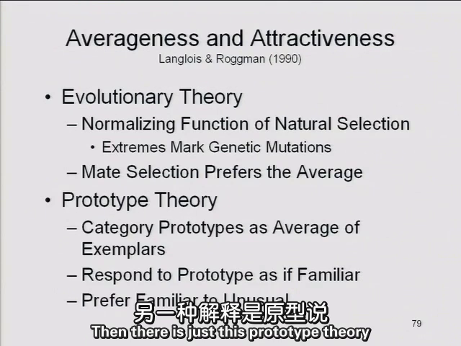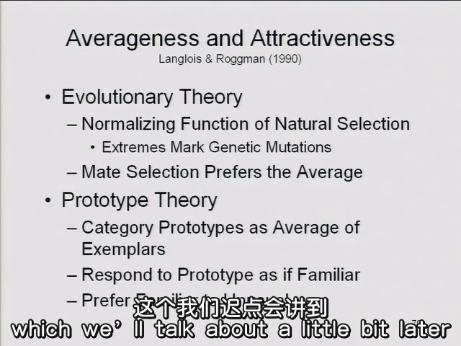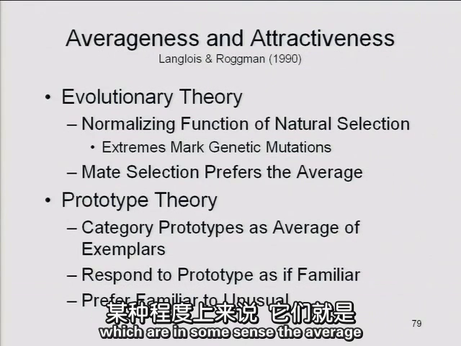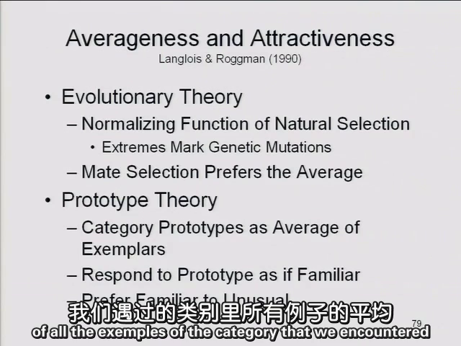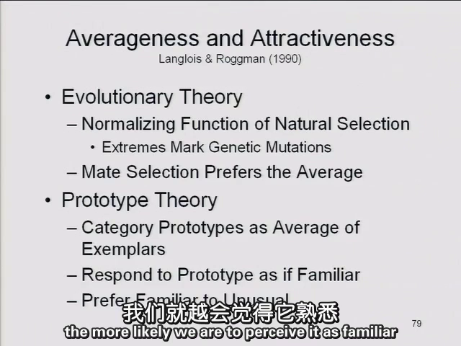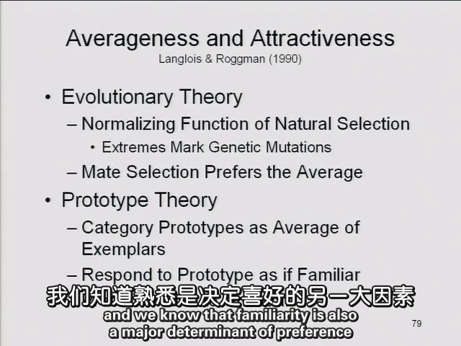Then there's just this prototype theory, which we'll talk about a little bit later, which basically argues that we carry around in our heads category prototypes, which are, in some sense, the average of all the examples of the category that we've encountered. And the closer an object appears to the category prototype, the more likely we are to perceive it as familiar. And we know that familiarity is also a major determinant of preference.